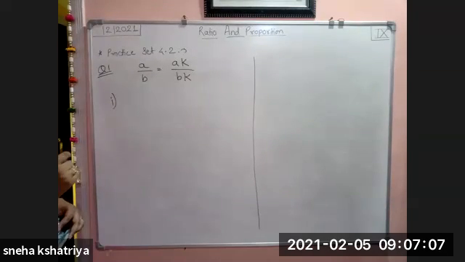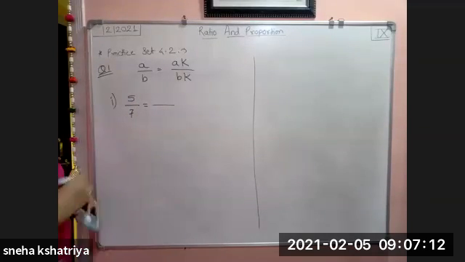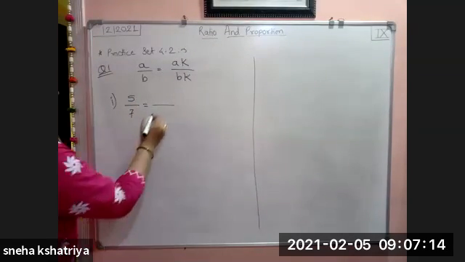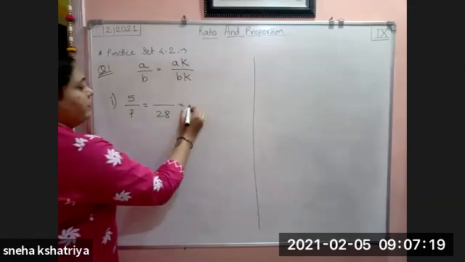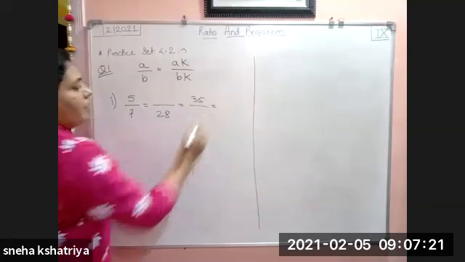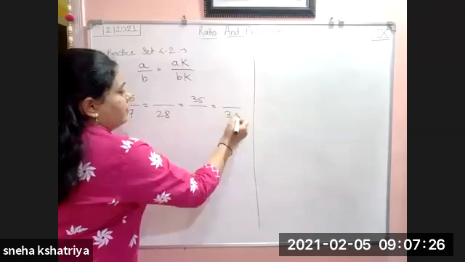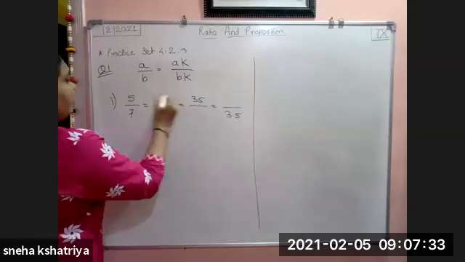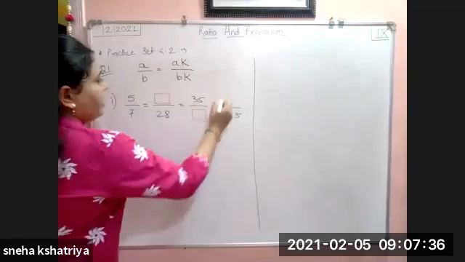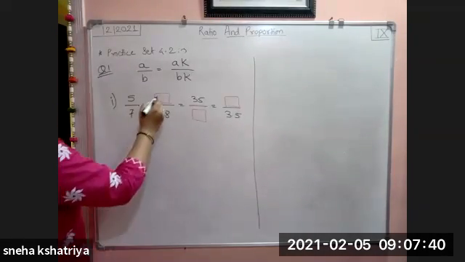First is given 5 upon 7 is equal to, at the denominator 28, which is equal to 35 upon the next blank, which is equal to 3.5 upon the next blank. So these numbers you have to find out. Whatever values are not given to us, you have to find out. See, I have marked them here with a red box.